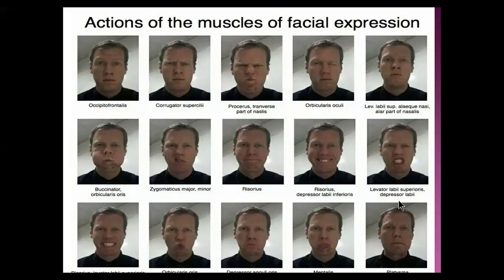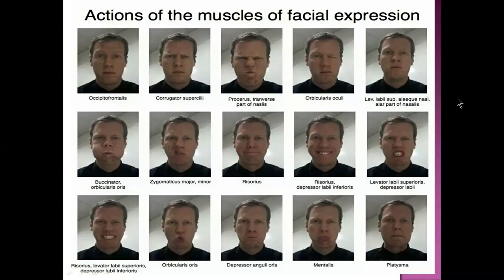Then you find the other action as well. Just wait. The risorius, levator labii superioris, depressor labii inferioris. With all this contraction you can show your teeth widely. Orbicularis oris, so you can pucker your lips like this. Depressor anguli oris, so like this you can contract this muscle and show the depression of the angle of the mouth. The mentalis, some of which you will find below the lip. Contraction of that, you can show your lips like this.